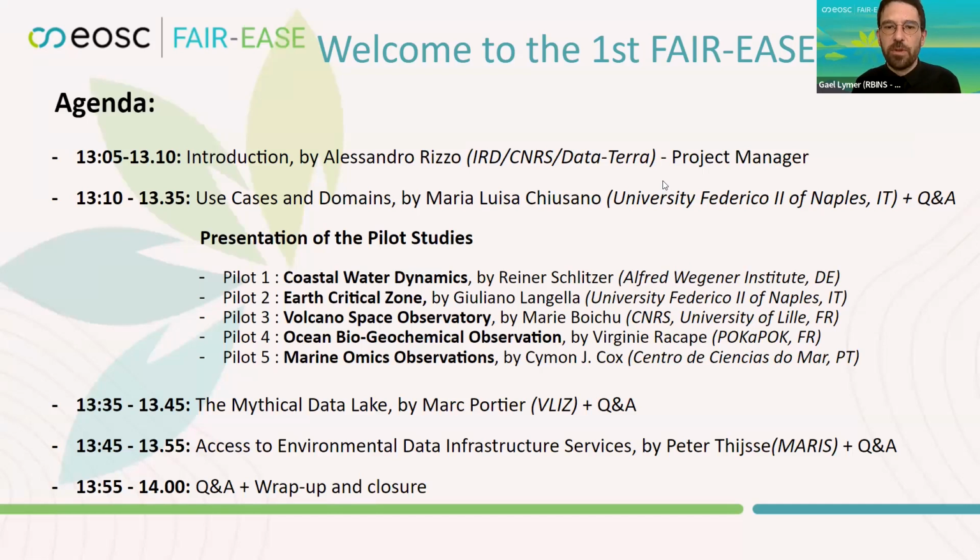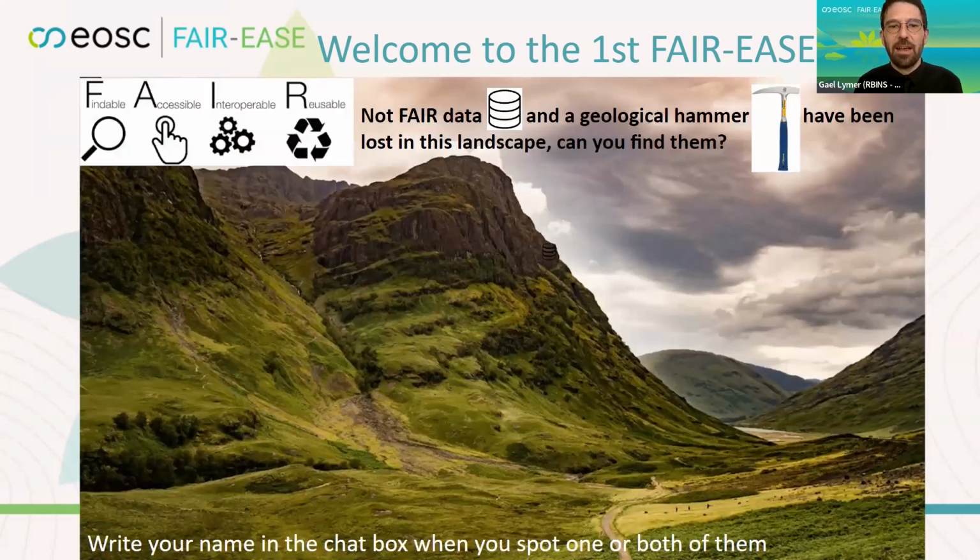And before giving the floor to the speakers, we propose a small challenge. FAIR data are supposed to be findable, accessible, interoperable, and reusable. But here, badly managed data have been lost in this landscape alongside the geological hammer. You have the small pictures at the top, so you know what you're looking for. And the question is, can you find them in this landscape? If you can find them, write your name in the chat. We'll give you a few seconds now to focus on the picture and look for the lost data.